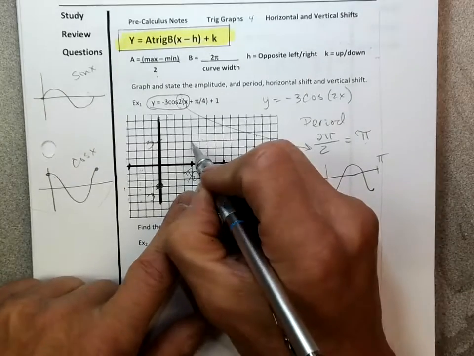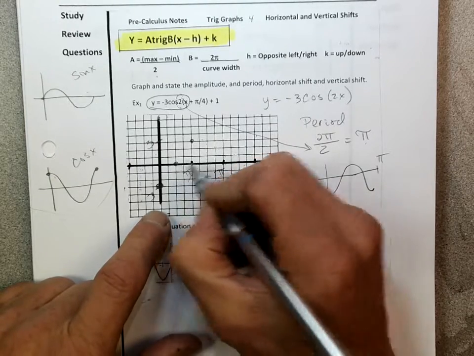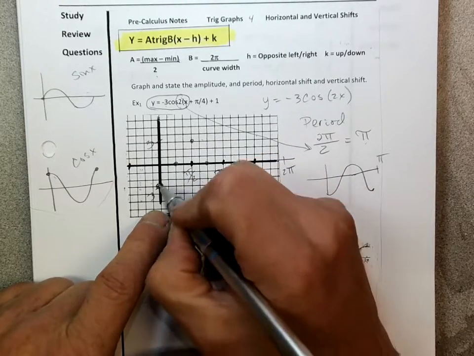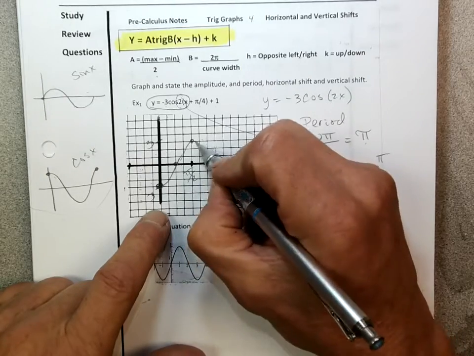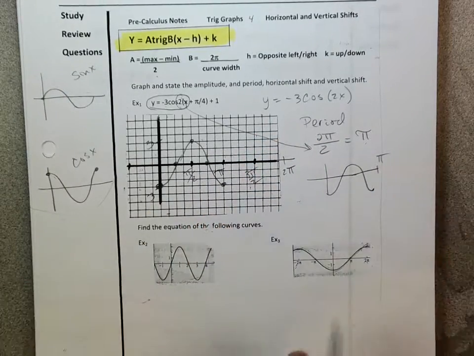Halfway through, it's going to be up at +3. Its x-intercepts are 1/4 of the way through and 3/4 of the way through. So one curve will look like this. All right? And I'm going to repeat that pattern because I need 2 of them.